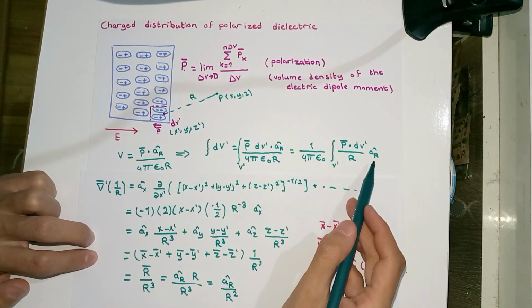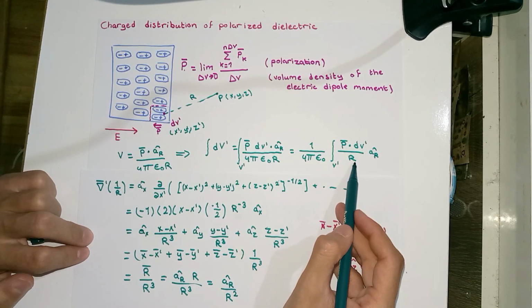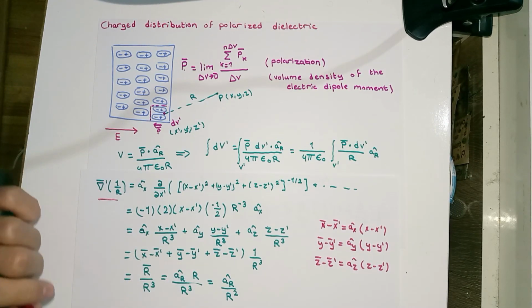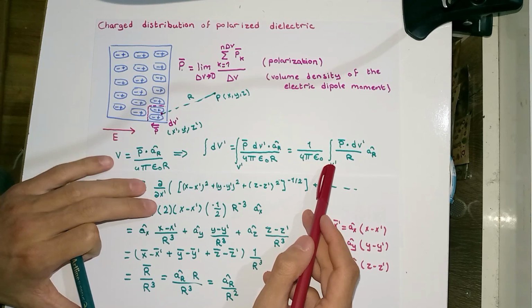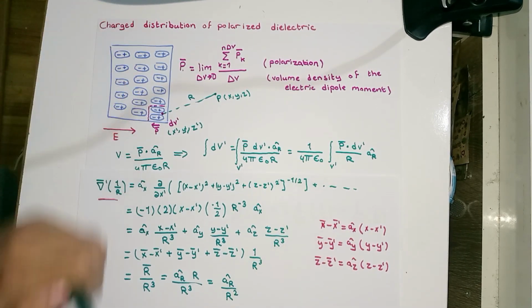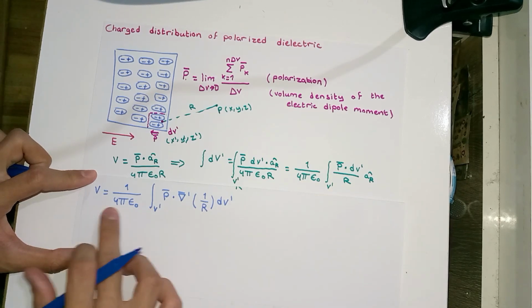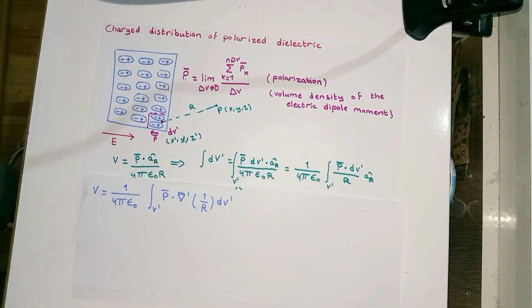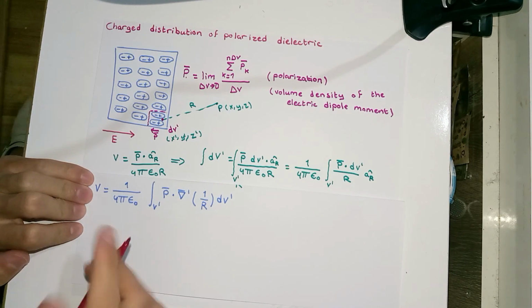Now notice that we can substitute this unit vector a sub r divided by r squared by the gradient of the reciprocal of r. So from this formula we receive this new form of the formula, which is this. Now we have a vector identity that we can exploit. I'm going to write this vector identity down there.